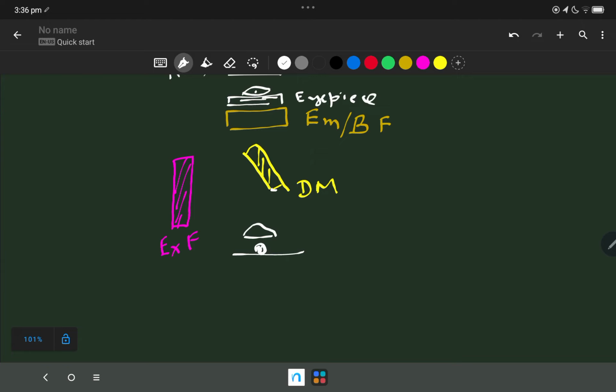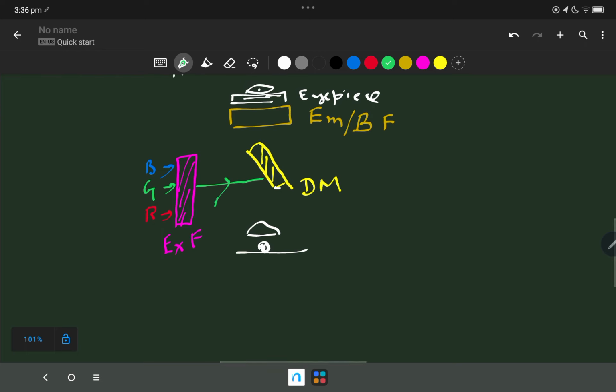How does it work? The excitation filter acts as a band pass filter. Suppose there are some types of light, green, blue, specific wavelengths. The excitation filter allows only a specific wavelength of light. Suppose it is allowing green right now. This is the excitation light. It will be reflected by the dichroic mirror and it will go to the object.